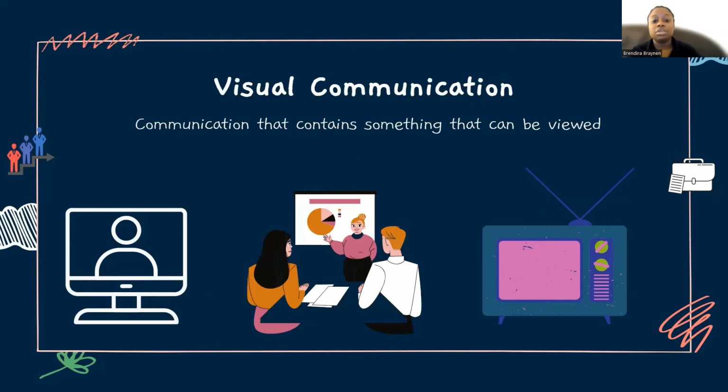Visual communication is communication that contains something to be viewed. Just like in the previous one, visual communication can happen in the form of a webinar or a video call. There can be a presentation, somebody showing things like graphs and pictures as a part of their presentation. That's also visual. And then something like a TV, having an advertisement going on television, is also a form of visual communication.